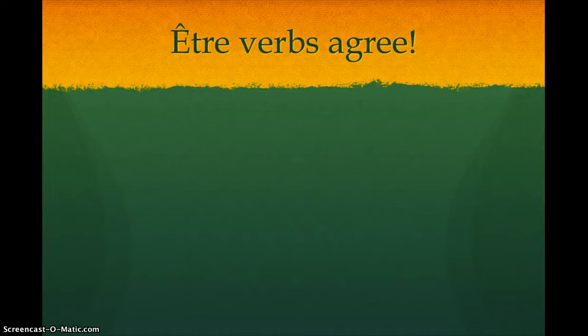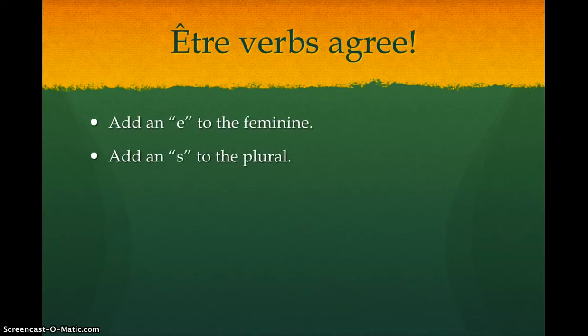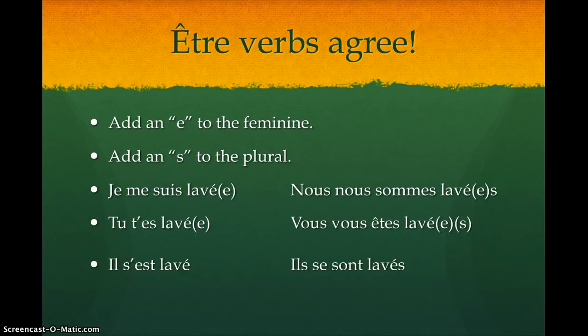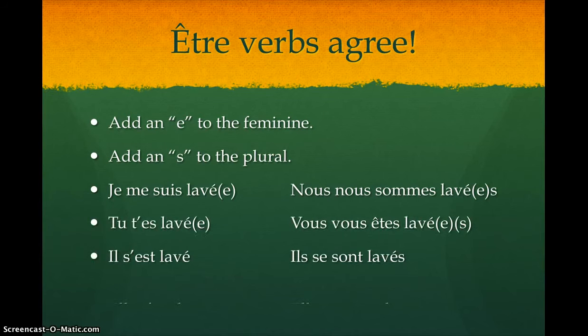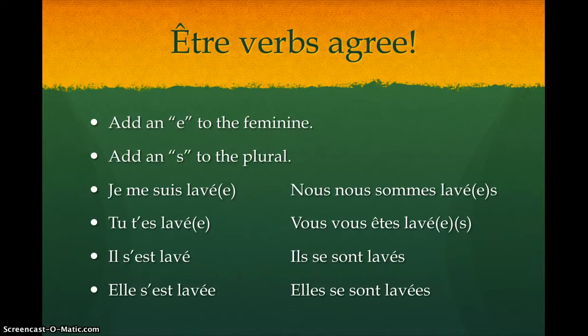All right, remember, être verbs agree. That means that you add an E to the feminine and you add an S to the plural. You add this to your past participle. All right, so je me suis lavé, the first one is male, and je me suis lavé, the second one with the extra E would be female. Of course, you wouldn't have the parentheses there. Tu t'es lavé, the first one is male. Tu t'es lavé with an extra E is female. You notice there's absolutely no difference in pronunciation, but we have to have that there in writing.